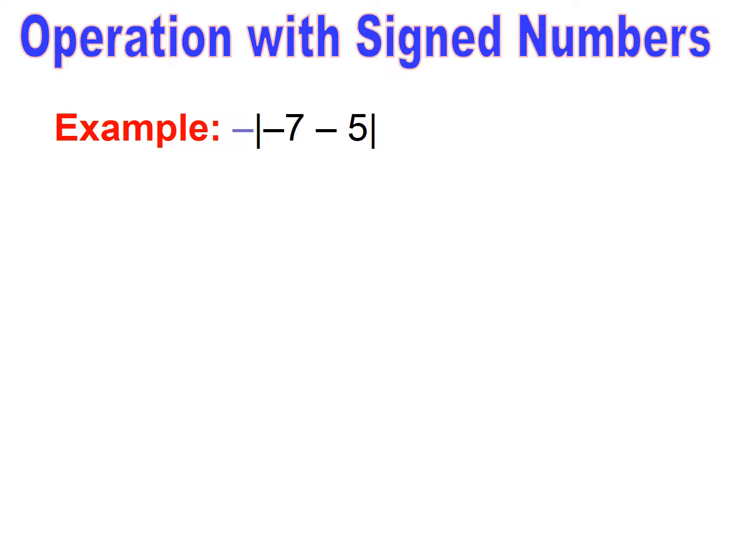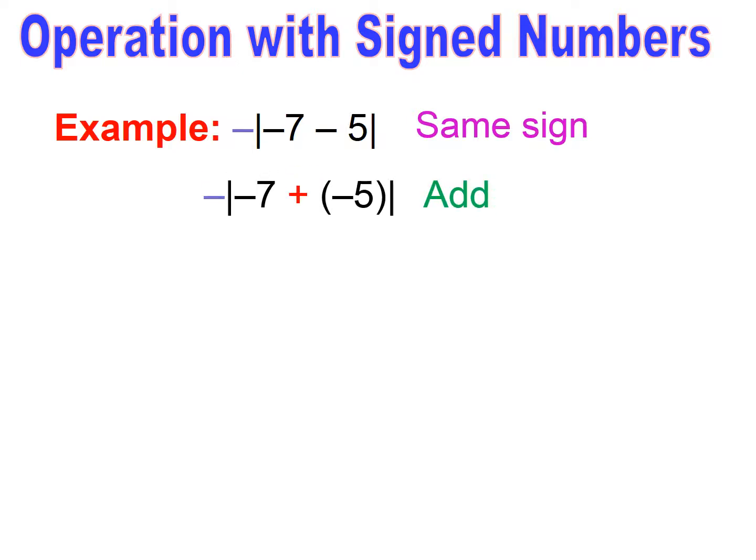Now be careful, because when you have absolute value bars and you have a negative on the outside of the absolute value bars, that's not the same as parentheses and a negative. It's not a double negative. So the first thing you're going to do is evaluate what's inside. You're going to get that expression inside to be one number. So again, I see same sign, so I'm going to add and keep the sign, and I'm going to end up with a -12 inside the absolute value bar.